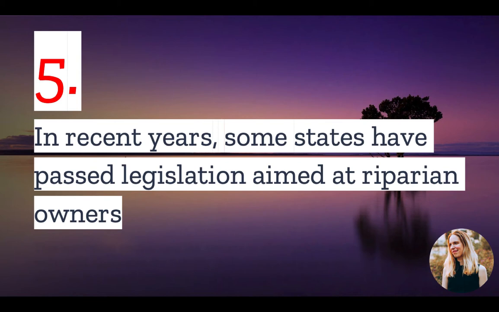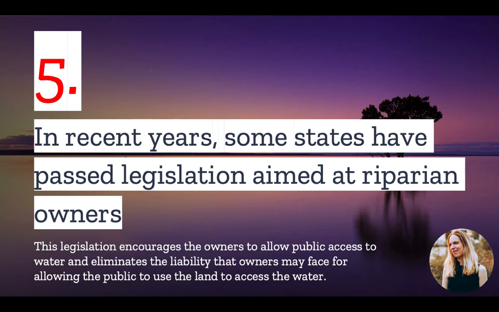Number 5. Now, if you are not a property owner, but you have a local river or stream that you love to use for fishing, swimming, or boating, you may be wondering how riparian rights affect your ability to access the water. Well, as I mentioned earlier, the water itself is typically publicly owned. And in recent years, many states have passed legislation aimed at riparian owners, designed to encourage these owners to allow public access to the water.